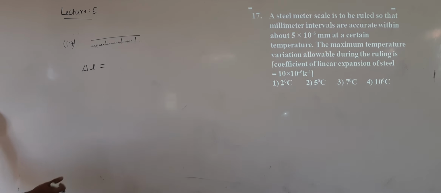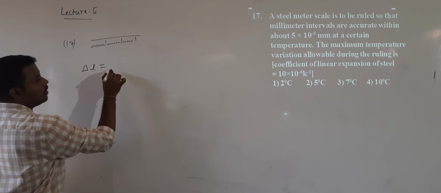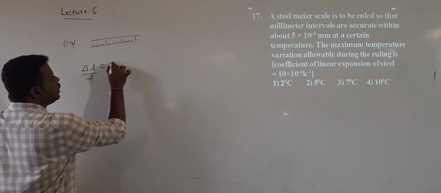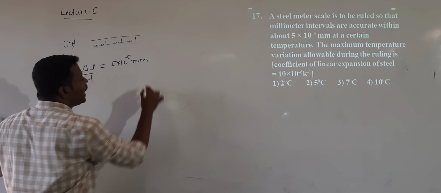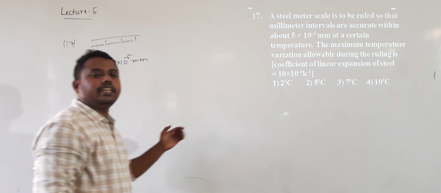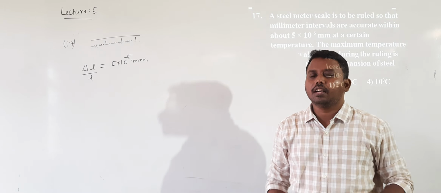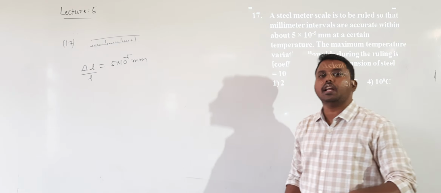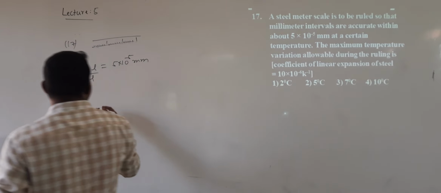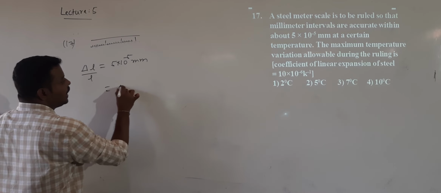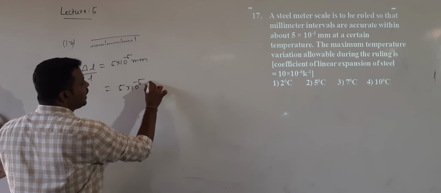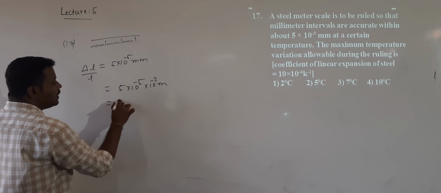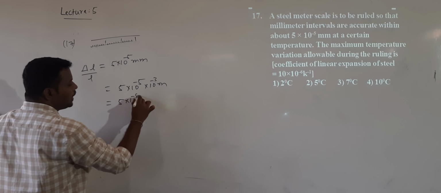So delta L by L is given as 5 into 10 power minus 5 mm. This is the accuracy. Accuracy means change in length by initial length. Understood? So error divided by true value gives you the accuracy. What will I get as the answer in meters? That is 5 into 10 power of minus 5 into 10 power of minus 3 meters. So I get the answer of 5 into 10 power of minus 8 meters.